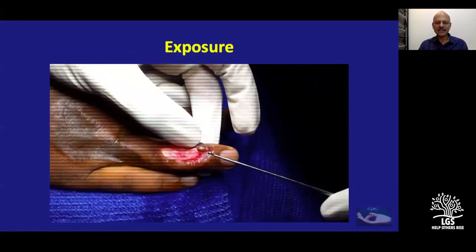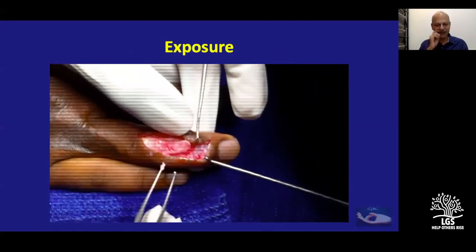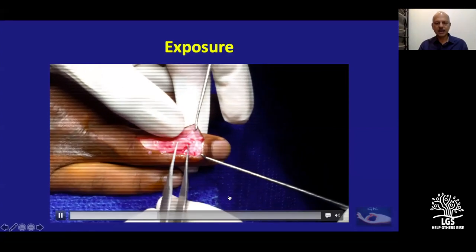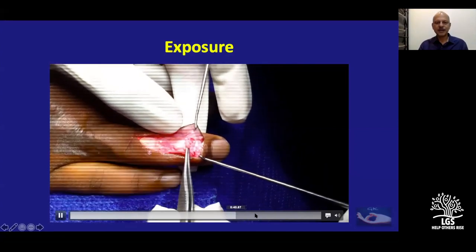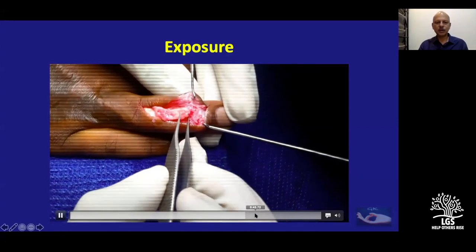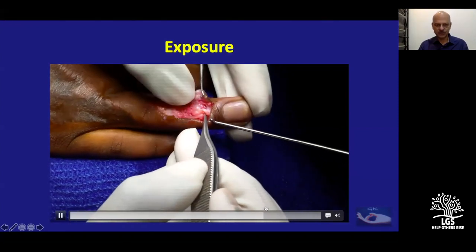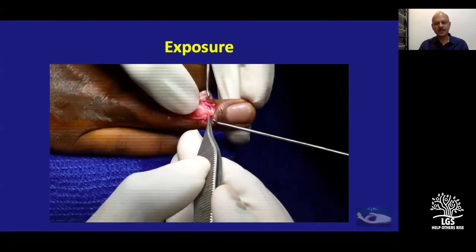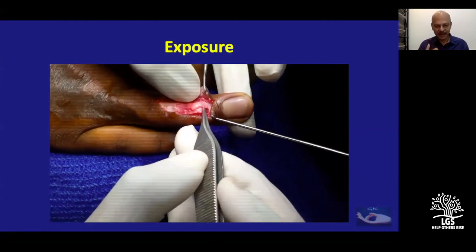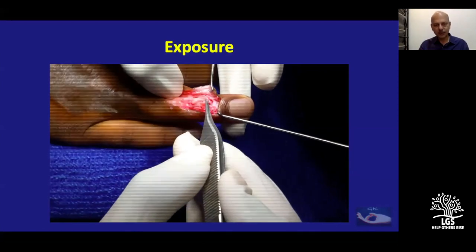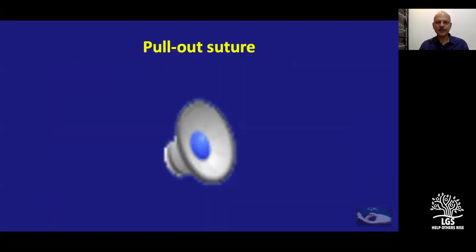Obviously, we can see the tendon. You can see the distal portion where you can see the base of the terminal phalanx. You can make out the good gliding of the tendon also. Now, we need to attach it in that post. How are we going to attach it? As we know, we have planned either an anchor suture or the pull-out suture. We'll be showing the pull-out suture technique here.